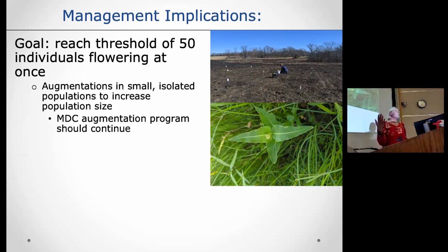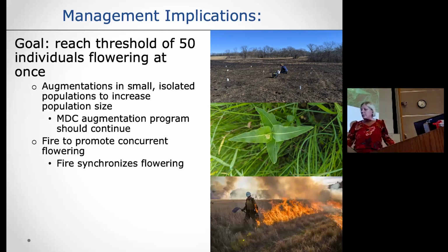So a lot of the seeds that we collected as part of our study, we germinated them, and we've done several augmentations. So this is a barrier conservation area. And then here's an individual that was actually flowering from the reintroduction that we did right there.